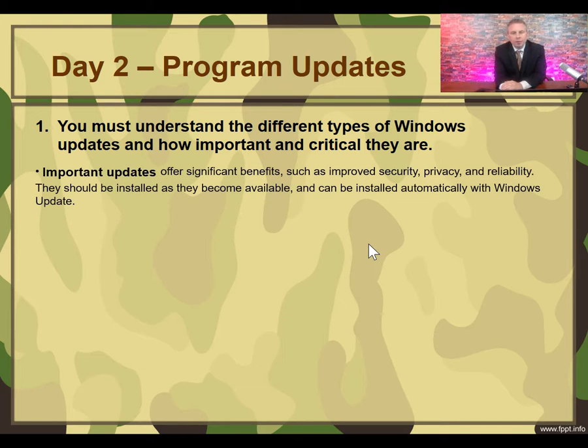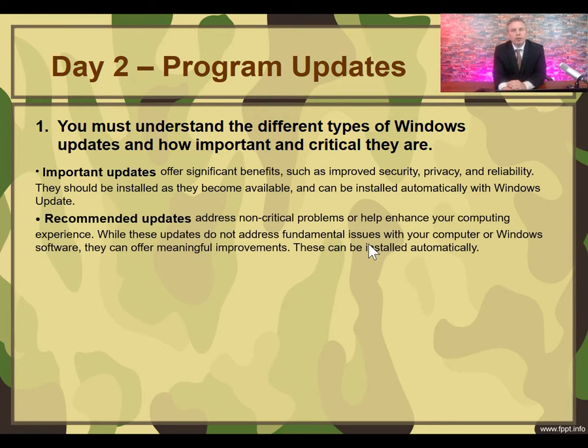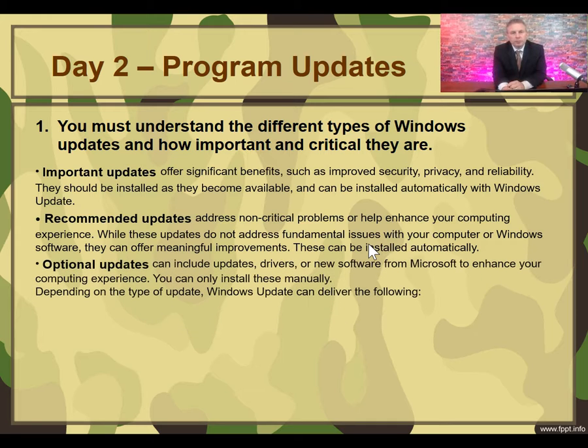The first one is important updates. Those are significant benefits such as improved security, privacy, reliability. They should be installed as they become available, and most of the time they will be installed automatically as part of Windows Update. Recommended updates are non-critical. You can install those if you want. They address usually functionality issues, not security. You can also let those automatically be installed.